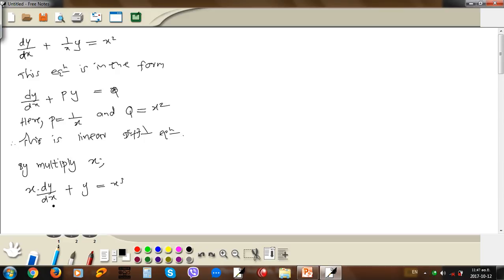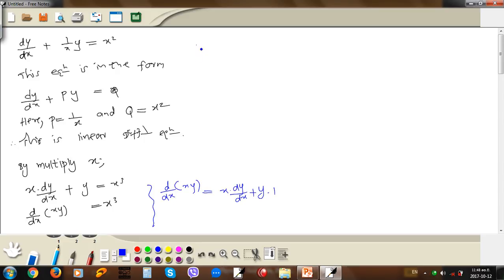If you carefully observe this part, this is d/dx of xy. How does it come here? If we differentiate xy, we get x times dy/dx plus y times the derivative of x, that is 1. So if it is in that form, we can write this.